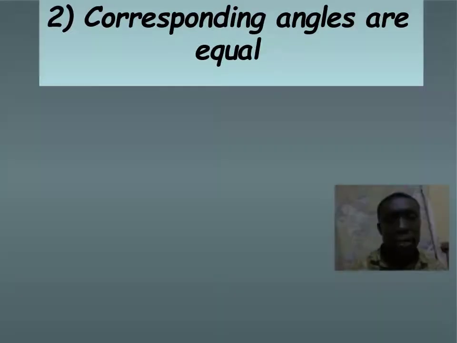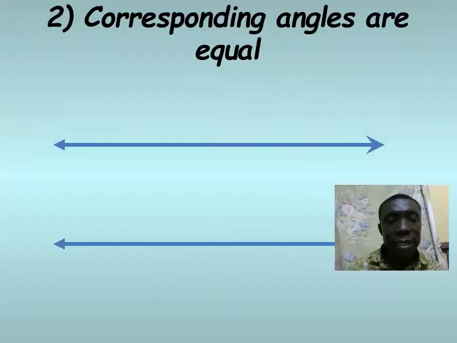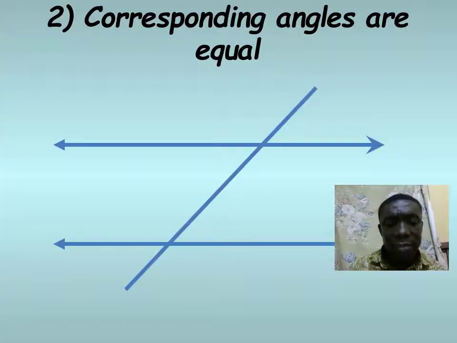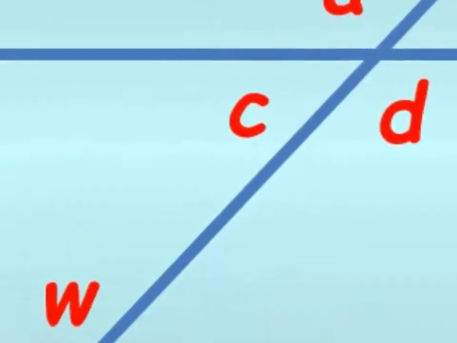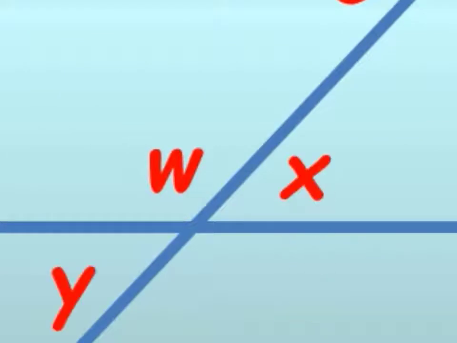Property 2. Let's talk about corresponding angles. Whenever parallel lines are cut by a transversal line, corresponding angles are equal. Let's see the illustration. A very nice illustration. So let's label our angles. Angle A, B, C, and D. Then W, X, Y, and Z.